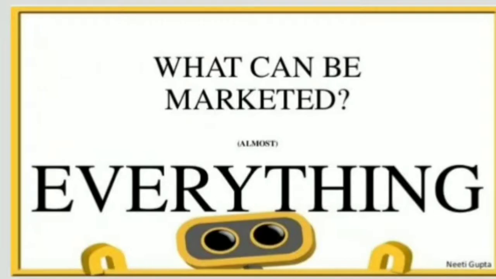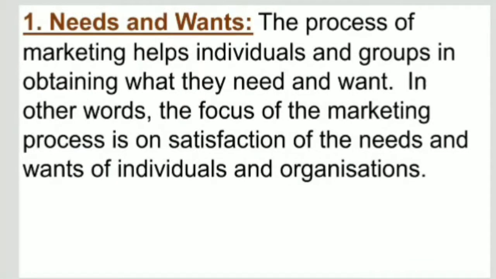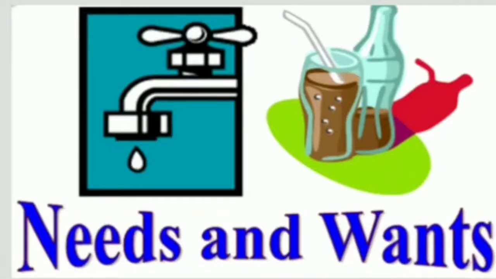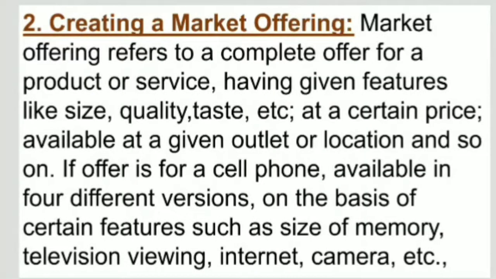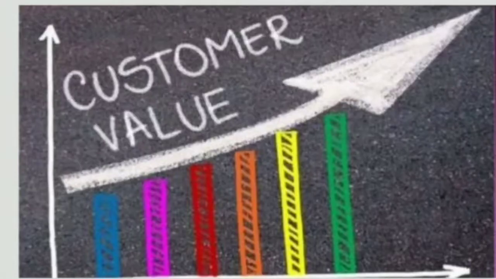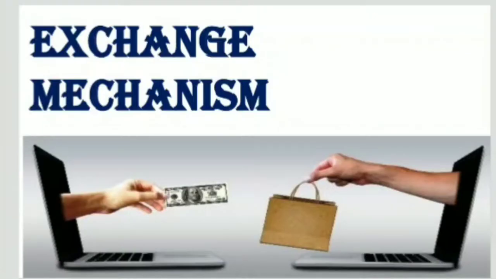So these were the four features of marketing. What is the first point we have discussed today? That is need and want. For marketing to happen, there should be a need and want which is supposed to be satisfied by the seller. The second point is market offering, which is a very important aspect. The third point is customer value, and the last, fourth point is the exchange mechanism. These are the features of marketing.